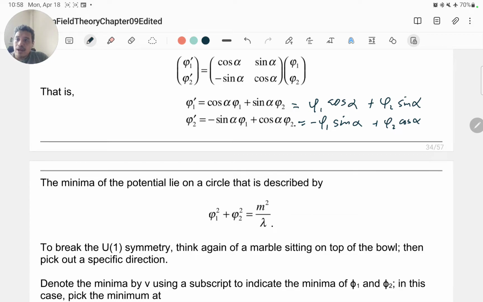So if you get the derivative of the potential with respect to phi 1 or phi 2, you will be getting the minima of the potential, which lie on a circle that is described by this one here. So you can get this from the derivative with respect to the fields.